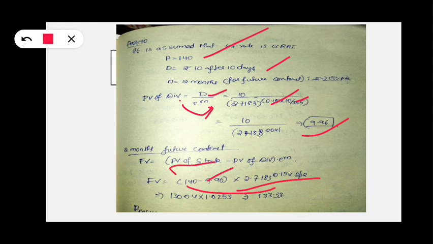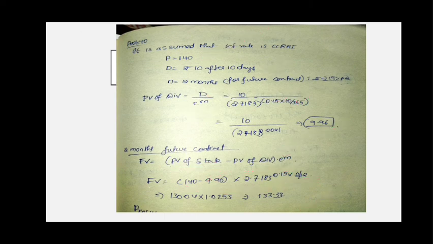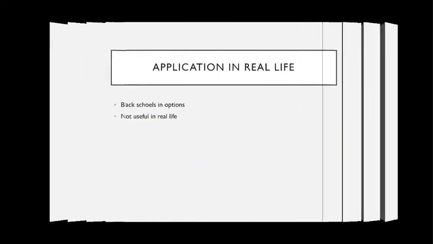So present value of stock equal to 140, and the present value of dividend 9.96. e is nothing but 2.7183. R equal to 15%. This contract is for 2 months, so 2 divided by 12. When we use this, we got 133.33. Likewise, we have to calculate.